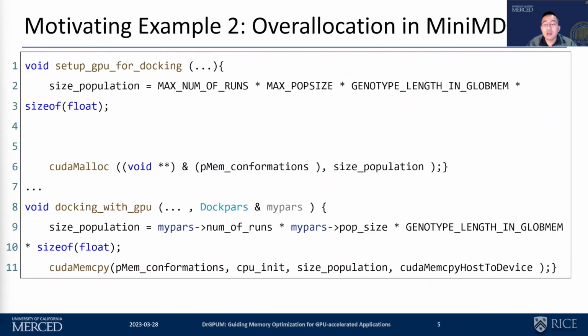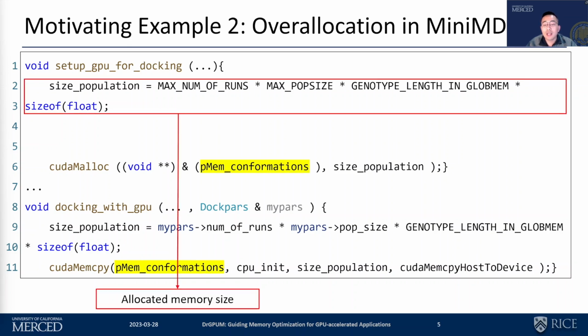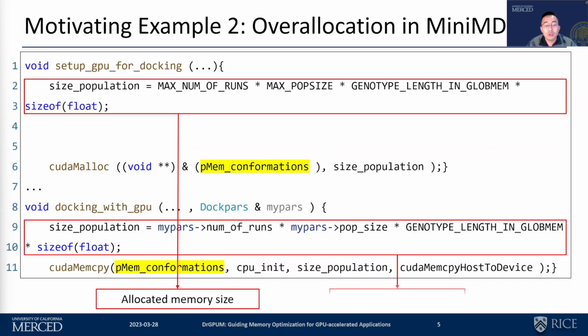The second motivating example is from MiniMDoc. MiniMDoc is a molecular docking tool, and Pmain conformations is a GPU array. It's always allocated with a maximum memory size as highlighted at line 2, but it initializes the same array based on the actual input size, and it only uses the initialized part of the array as highlighted at line 9.